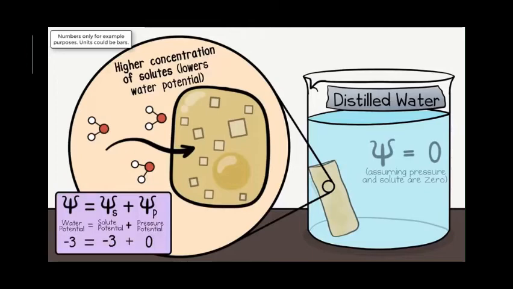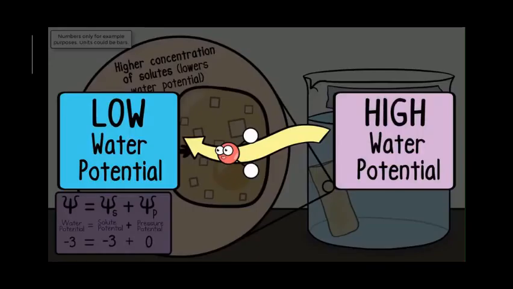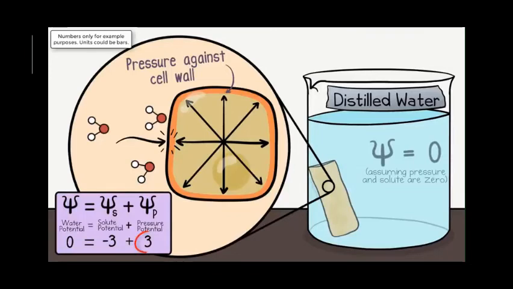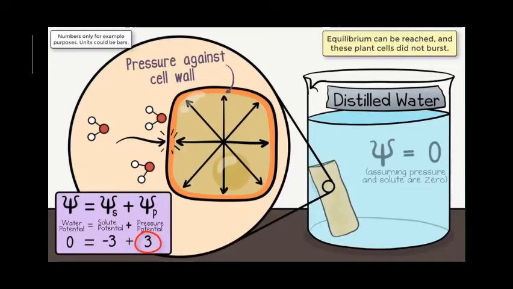Thanks to their higher solute concentration, they have a lower solute potential. That means a lower total water potential than the surroundings, and water travels to areas of lower water potential. But over time, as the potato core cells gain water, the water that has entered exerts pressure against the plant cell walls from inside the plant cells, therefore raising the overall water potential in the potato core cells.